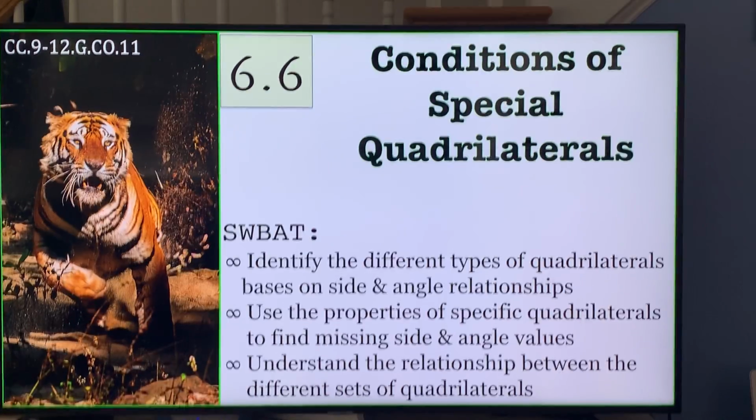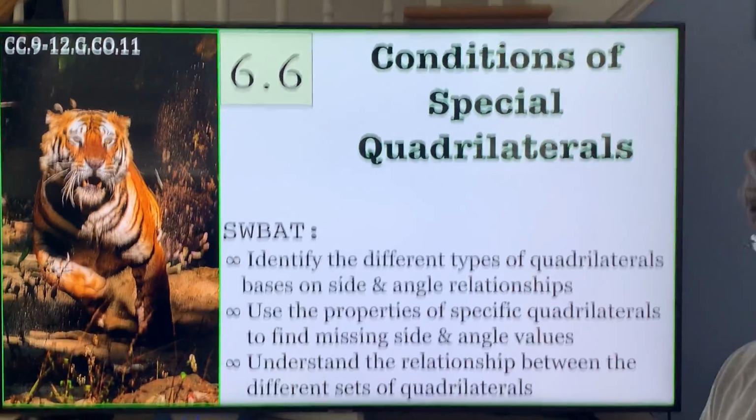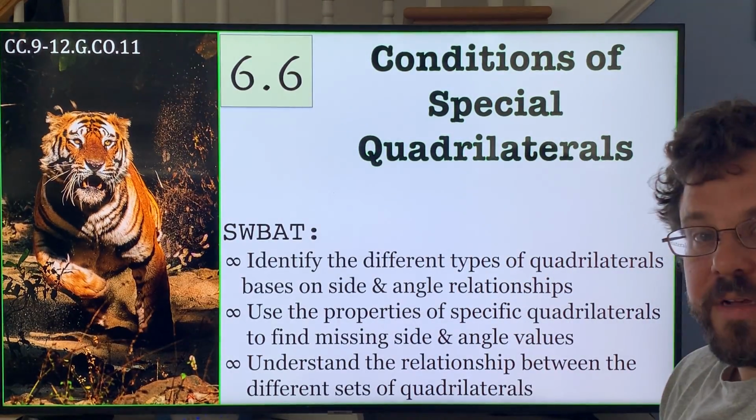Welcome to the end of our journey. This is 6.6, Conditions of Special Quadrilaterals. I am here with you again to go over the rest of this lesson.